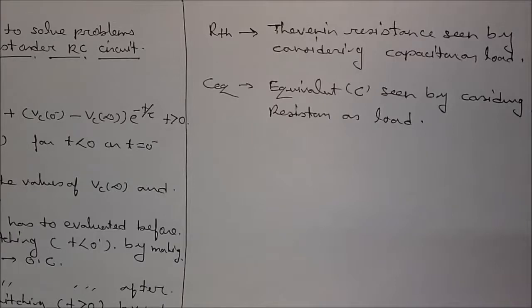During the calculation of RTH and C equivalent, all independent sources must be deactivated. This is a very important point. And all the basics we have learned to calculate RTH, I have already told you there are 3 possible cases: case 1, case 2 and case 3, and how to calculate RTH for all those. In the same manner you will calculate RTH here also.